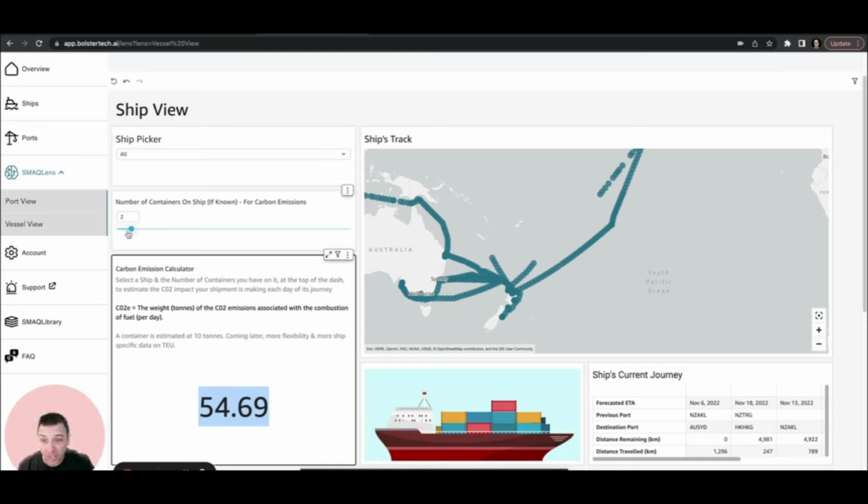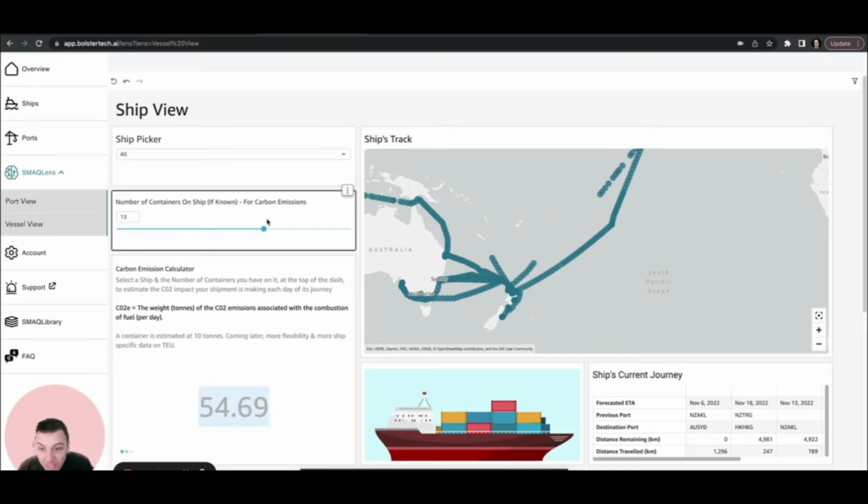So if we bring that up to, let's say, we have 13 containers on that ship. Again, we can just project that out, multiply it by 13, and know that for a given day, we're looking at about 710 tons of carbon for those 13 containers on this ship.